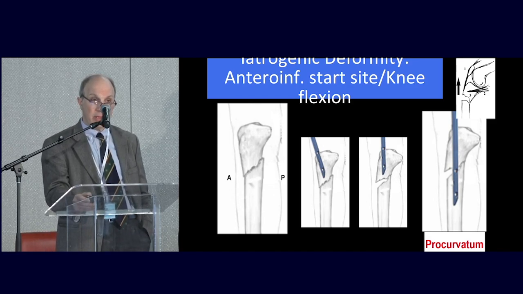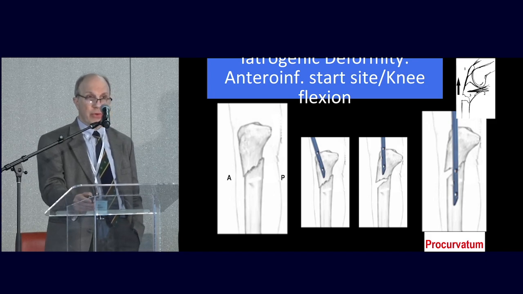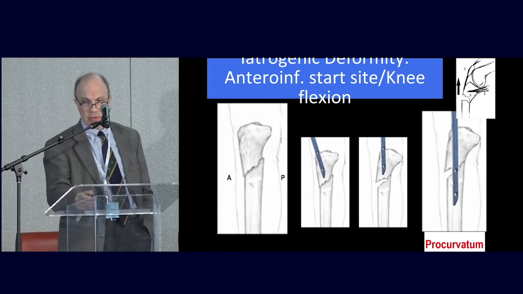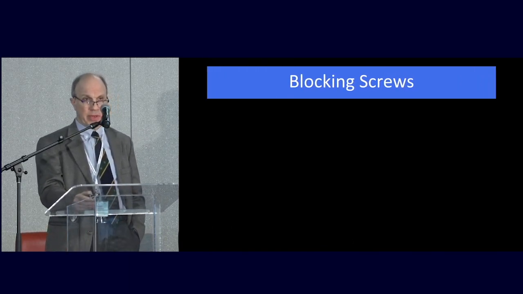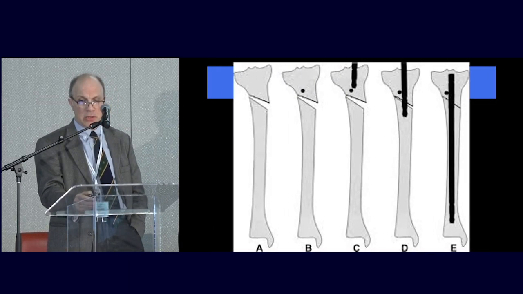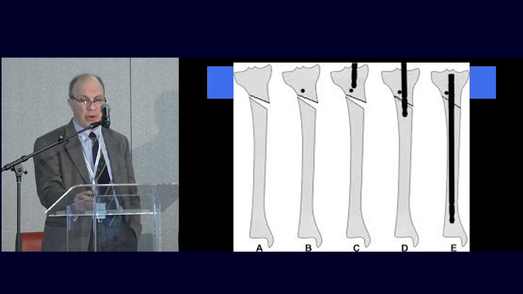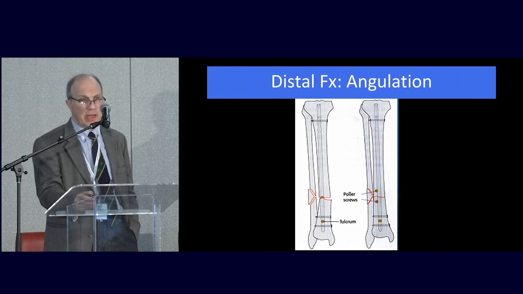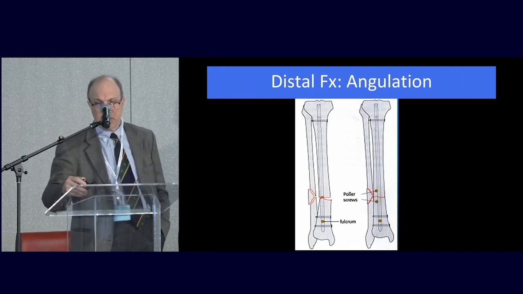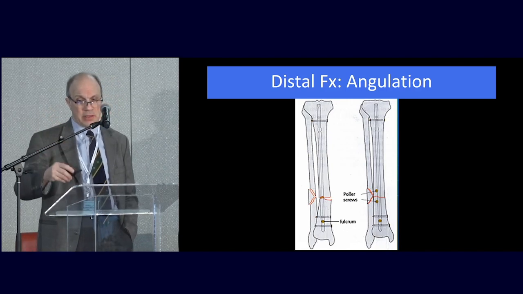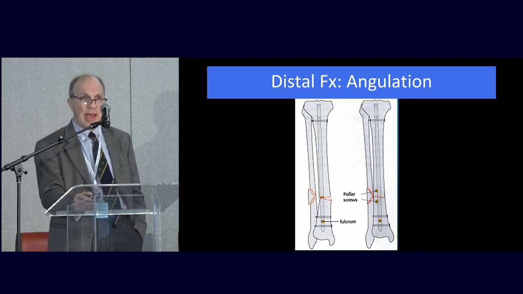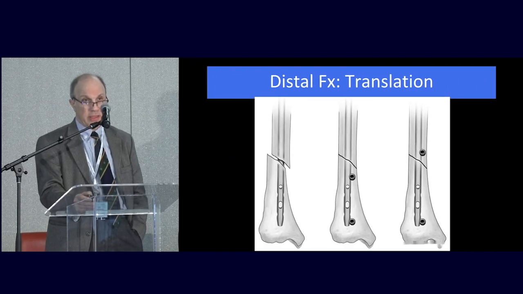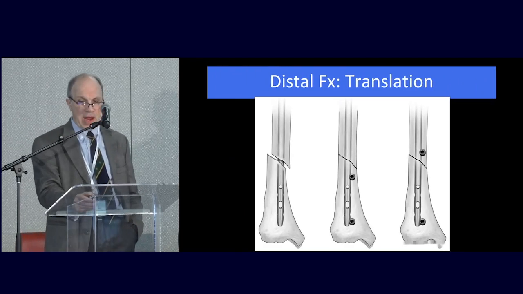Despite all the efforts, you're going to lose some of your reduction by the time the nail goes down. You're going to have some kind of procurvatum deformity commonly. Again, blocking screws are very helpful to line up your proximal segment, but also the distal segment too. Again, when it's a segmental fracture, you have to deal with both proximal and distal segments.